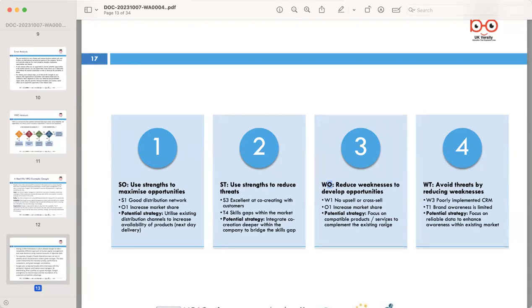Then the last one is WT, avoid threats by reducing weaknesses, weaknesses and threats. Our poorly implemented CRM makes us vulnerable to limited brand awareness. So let's prioritize reliable data to enhance awareness within our existing market. Any questions or any comments, if anyone is there?